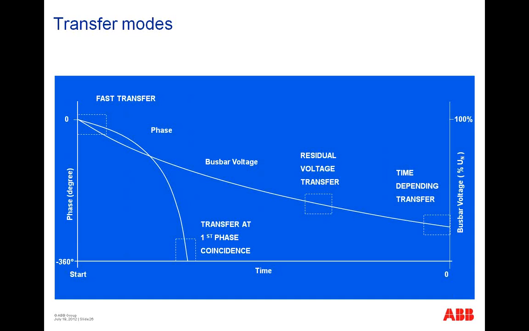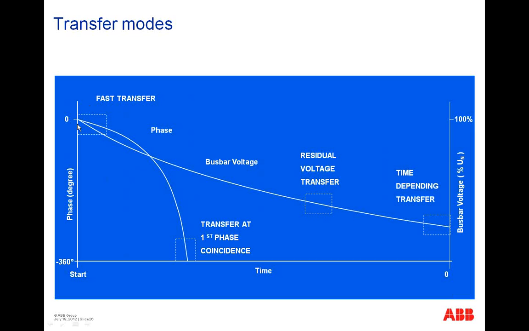We have the two aims. We want to keep all the loads running, but also we want to protect all the loads. So imagine if you make a transfer in phase opposition between the bus bar voltage and the standby feeder voltage, and you make exactly at this moment a transfer, then you can imagine you will break some mechanical elements on your motors, on your gears, or something else. This will be very dangerous. It will be absolutely avoided by HSTD.